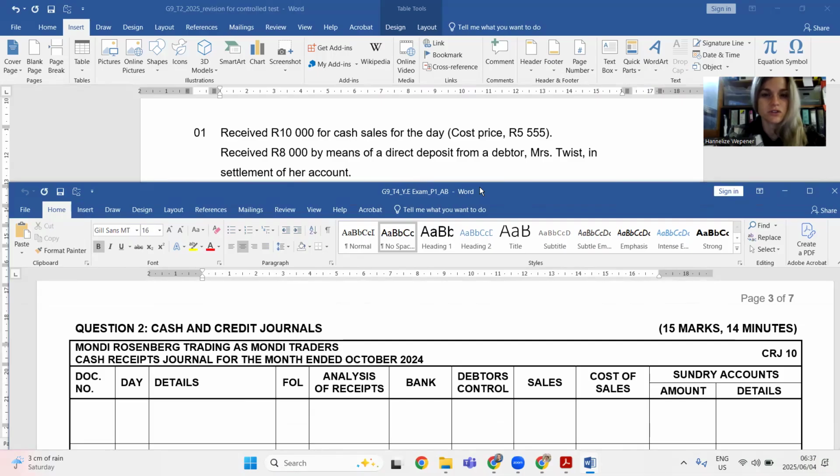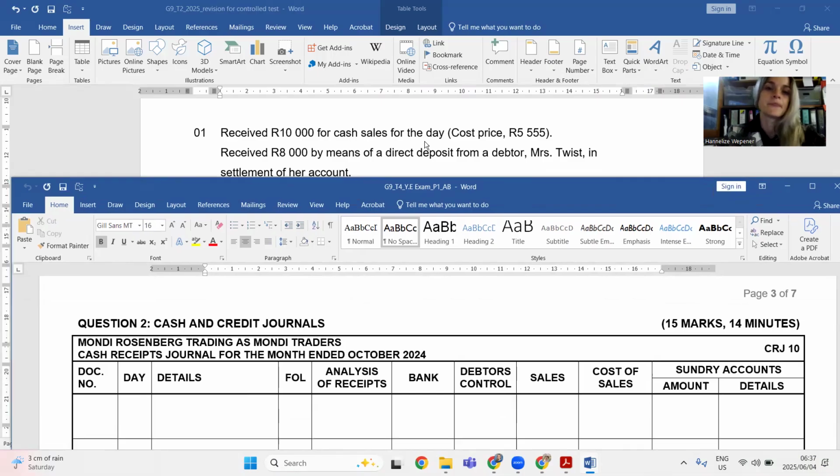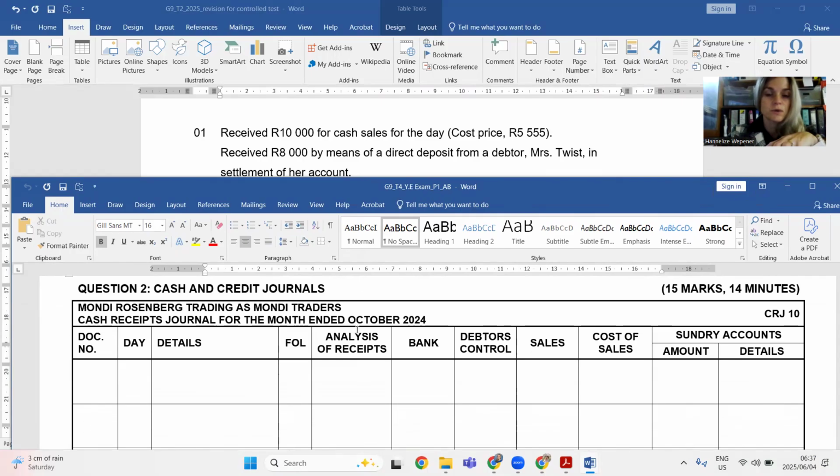So starting with the first one here, because remember, we now have one cash transaction at the business premises. So one that has to go to analysis of receipts, and then only are we going to deposit this into our bank account. Whereas the second one is directly into our bank account, so it's going to reflect on the bank statement by itself. Therefore, we will not add the two amounts in bank.